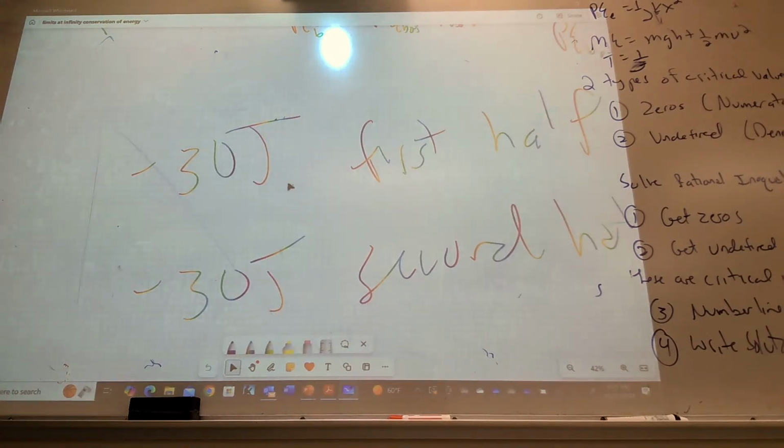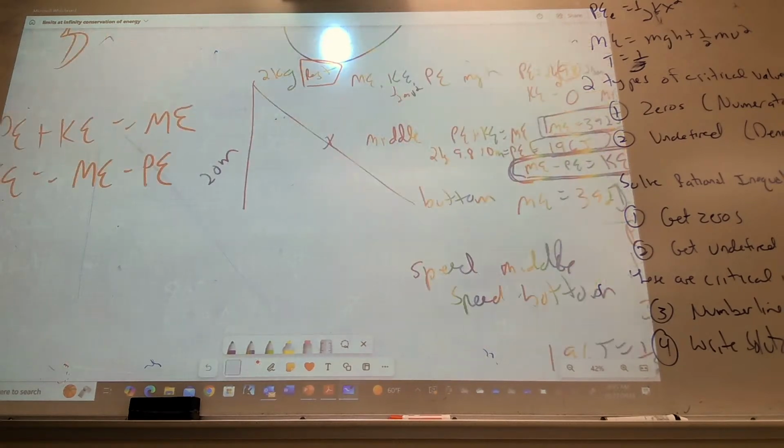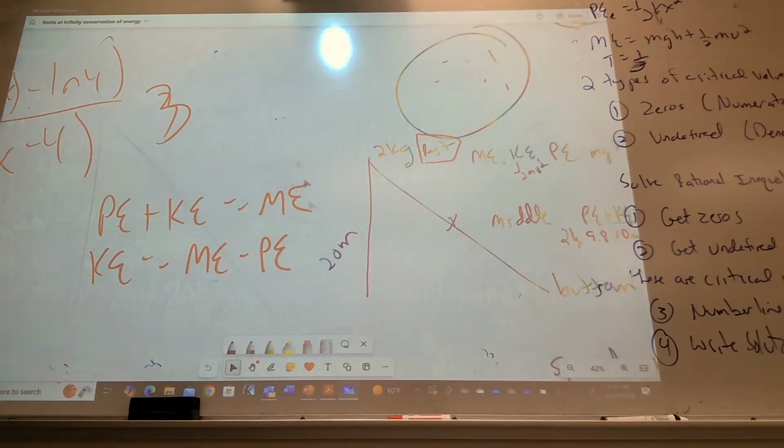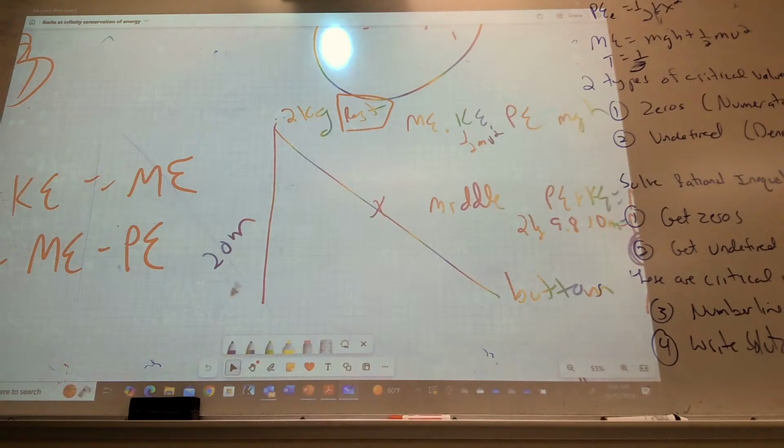Was it where the height was 10 meters? Was it that one? No, it was this one. The height was 20 meters. In the middle, it was 10 meters. You might be looking at the middle. This is the only one we did. I know you were here. Yeah, I know I did. I just can't find it. So it was a 2 kilogram mass, 20 meters up.